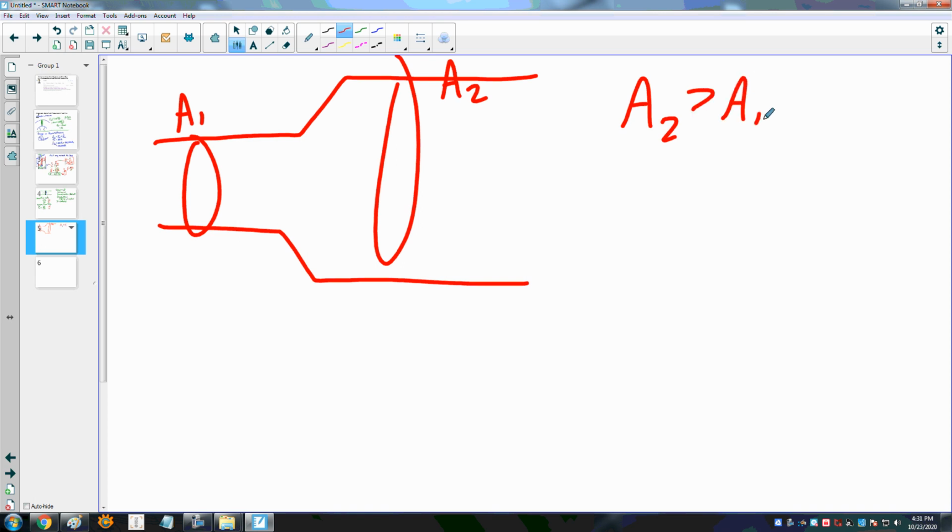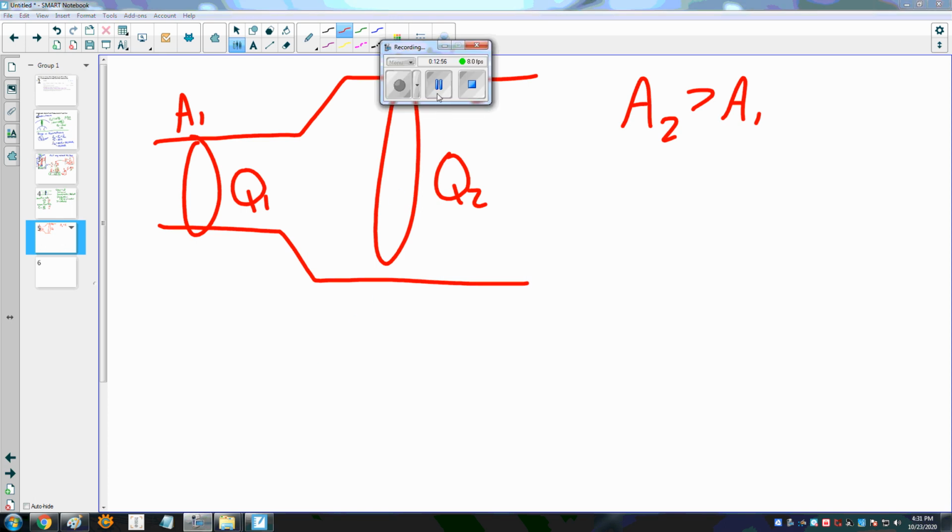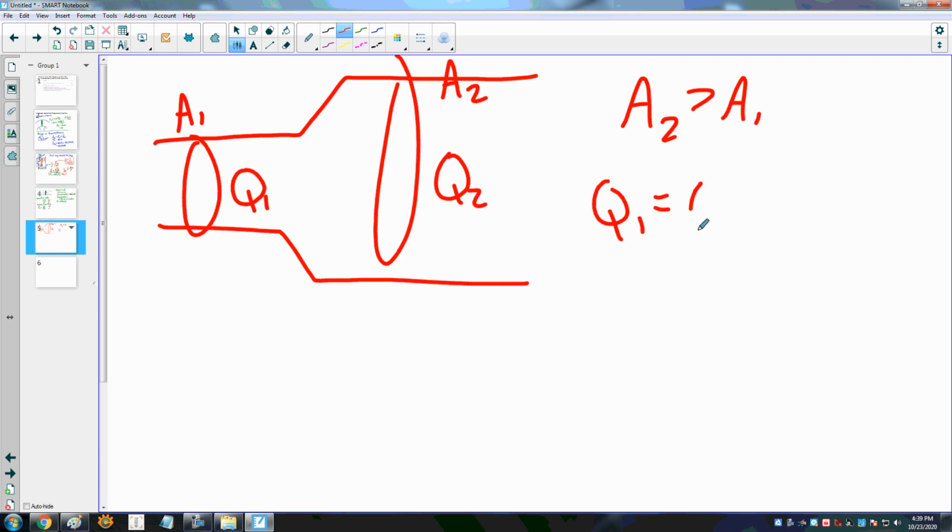Now, because I have this ideal fluid, I know that the flow rate here has to be equal to the flow rate here. So here I have this pipe and it gets bigger. I go from A1 to A2 and A2 is bigger than A1. However, the volume flow rate, Q1, must always equal Q2. The volume flow rate must always be constant. That's true, by the way, for the mass flow rate too.